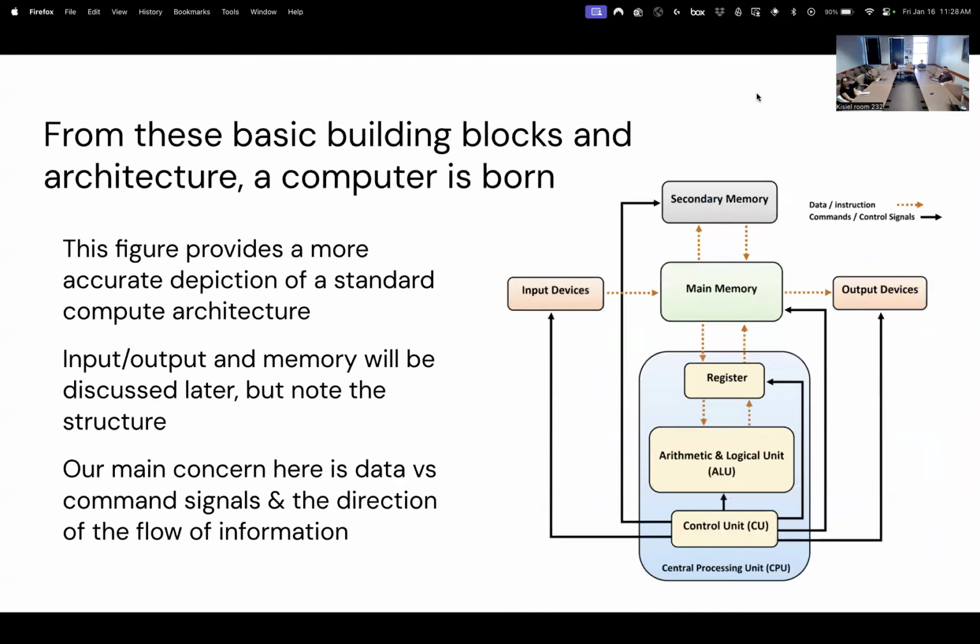Okay, so from these building blocks, you can start to design your computer. And this is a slightly more complete picture of what a modern computer architecture will be. So I'll talk about input output, but what I really wanted to specify here is the way that data flows and the direction of flow. So there's 2 types of arrows in this diagram. There's the command and control signals, which are in black, and then there's the data instructions.